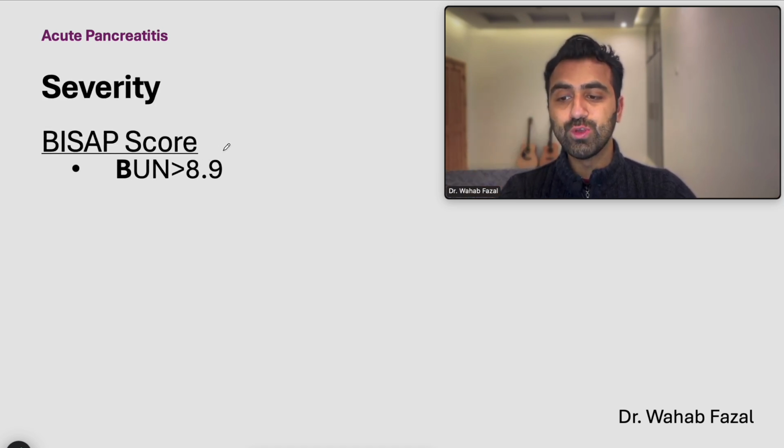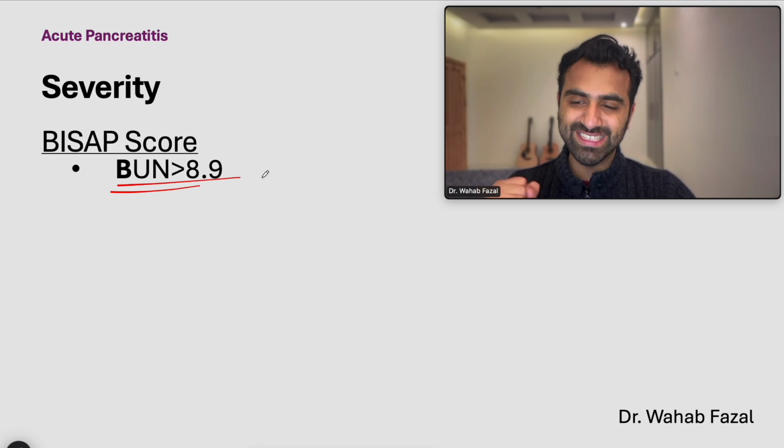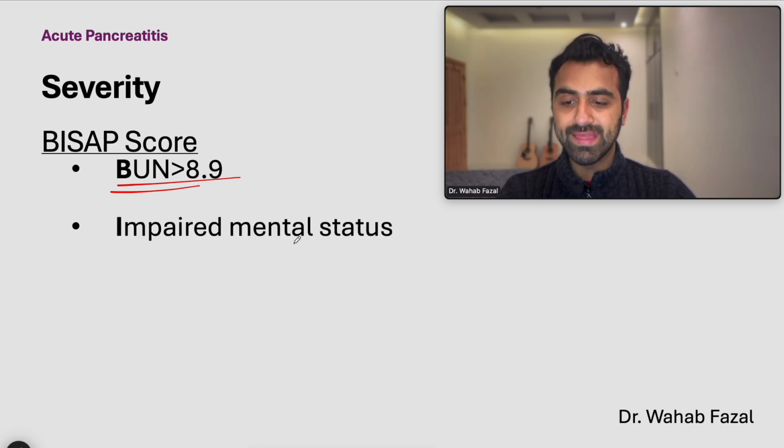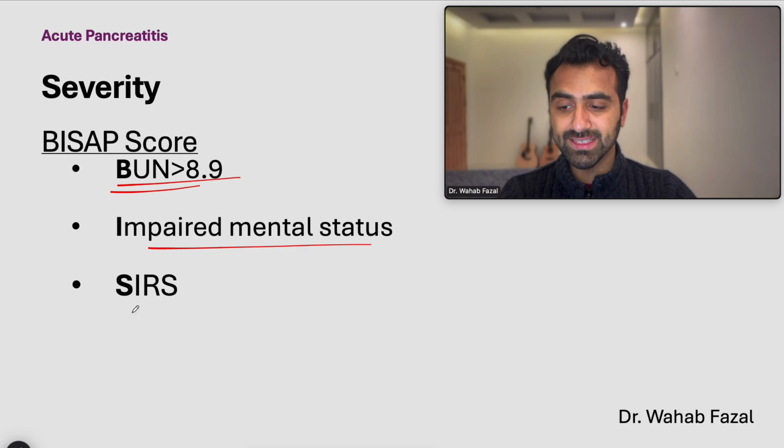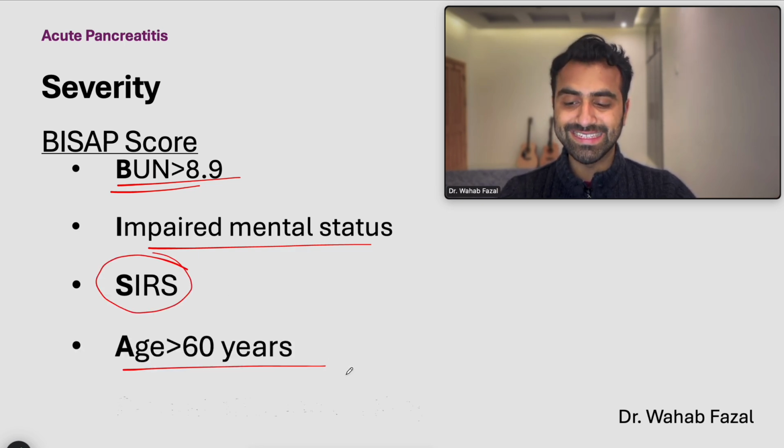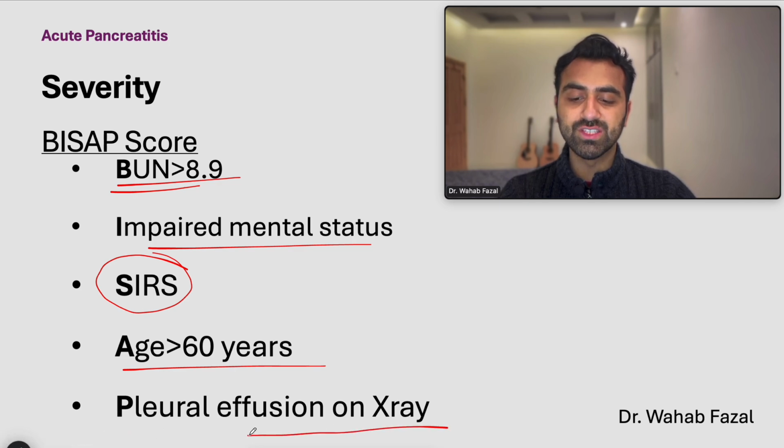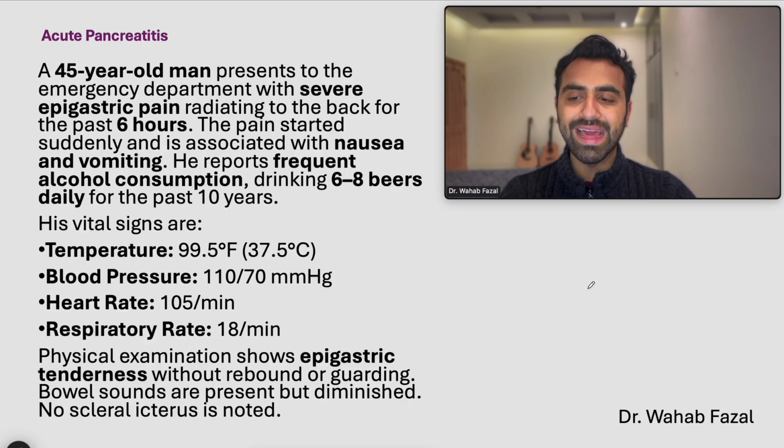For the severity, you use the BISAP score. There are other scores like Ranson criteria, but they take more than 48 hours. You can use the BISAP, which is the bedside index of severity of acute pancreatitis score, where the BUN is greater than 8.9, meaning your body is trying to retain the blood urea nitrogen. And then impaired mental status, SIRS, systemic inflammatory response syndrome, and then age greater than 60 years. And then pleural effusion. Each one of these is bad, is indicative of high mortality. Each one of them gets 1 point. If you have a score greater than 3 to 4, you're getting almost 10 to 15% mortality.